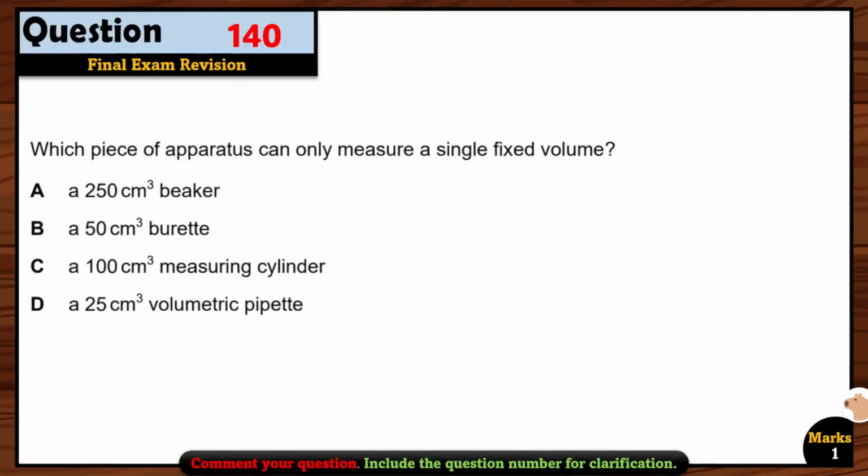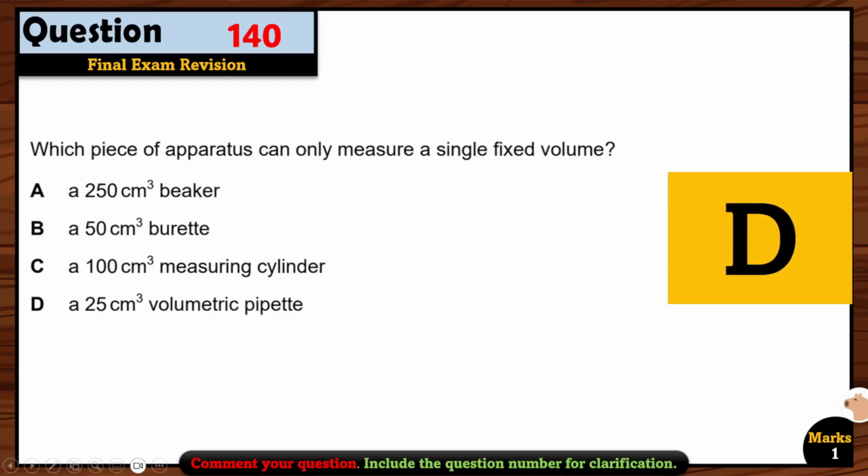But before going to that, we will check what apparatus are used, because sometimes questions come in the exam related to the apparatus. See this question: which piece of apparatus can only measure a single fixed volume? You don't have to look at the options, just look at the words "fixed volume". If you see "fixed volume" in your question, the only option will be the pipette. The pipette can measure the fixed volume. The beaker and burette can measure different volumes, but the fixed volume can be measured by the volumetric pipette. So option D is the right option.